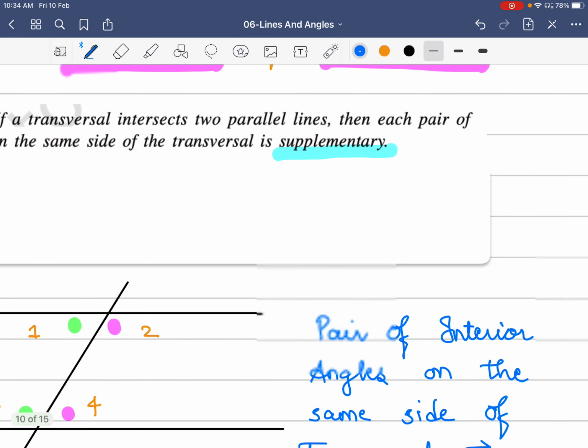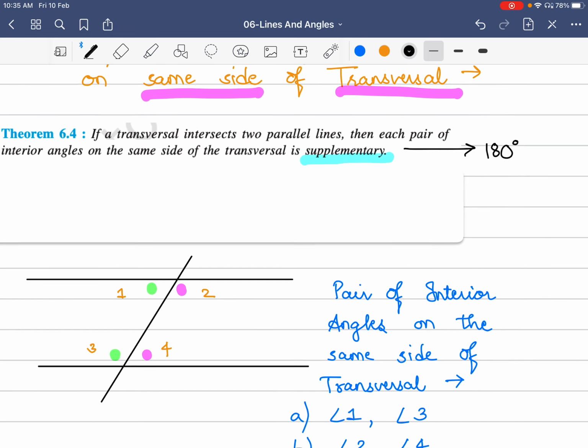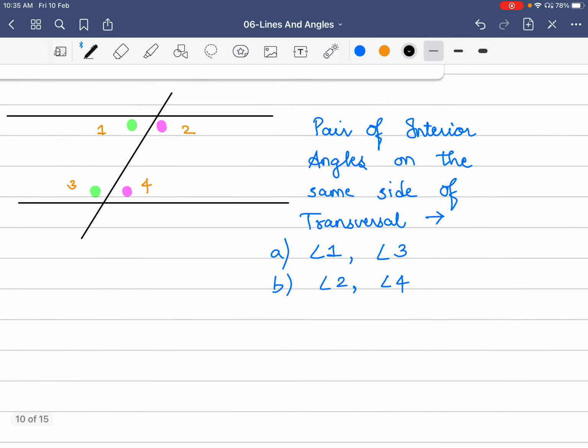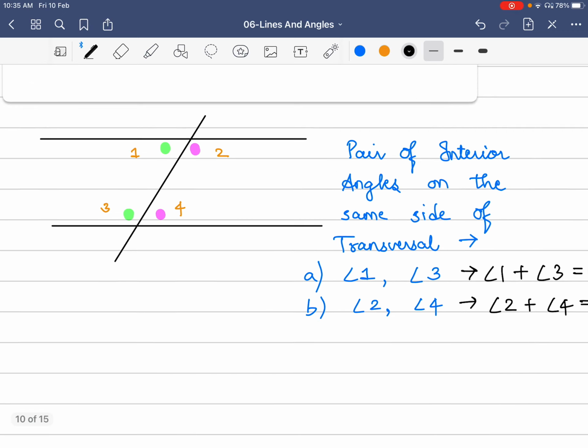We know what supplementary means. Let's try to zoom in. So supplementary means, what are the supplementary angles? The angles whose summation is 180 degree are called supplementary angles. So what this theorem actually says is, let's come here. Yes, this theorem actually says that angle 1 plus angle 3 will be equal to 180 degree. Similarly, angle 2 plus angle 4 will be equal to 180 degree. They will be supplementary. That is what the theorem is saying.